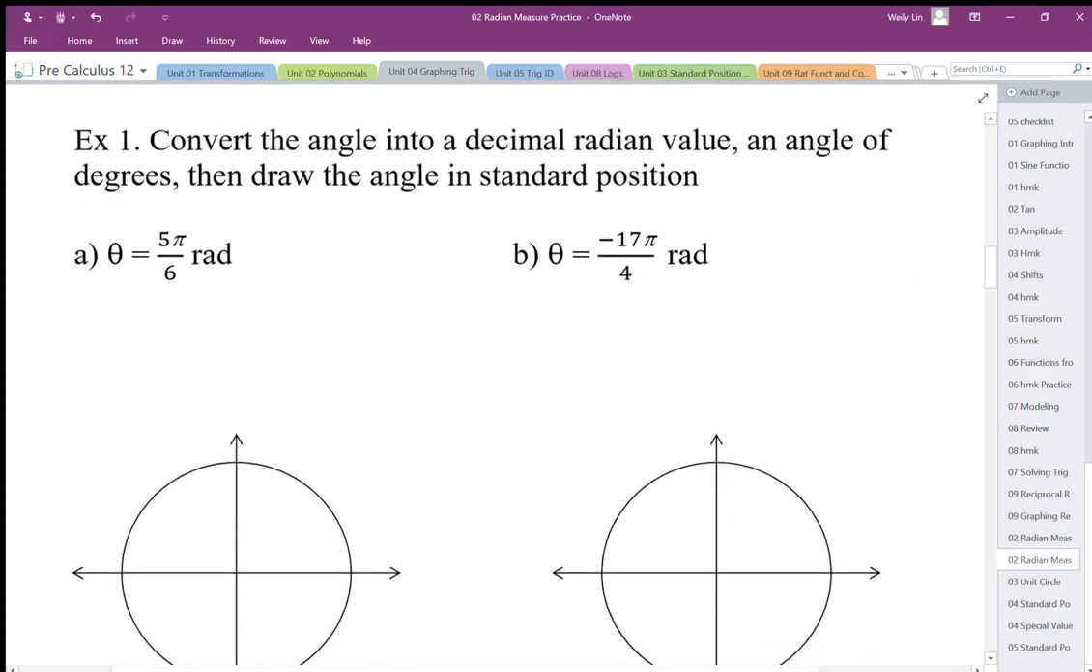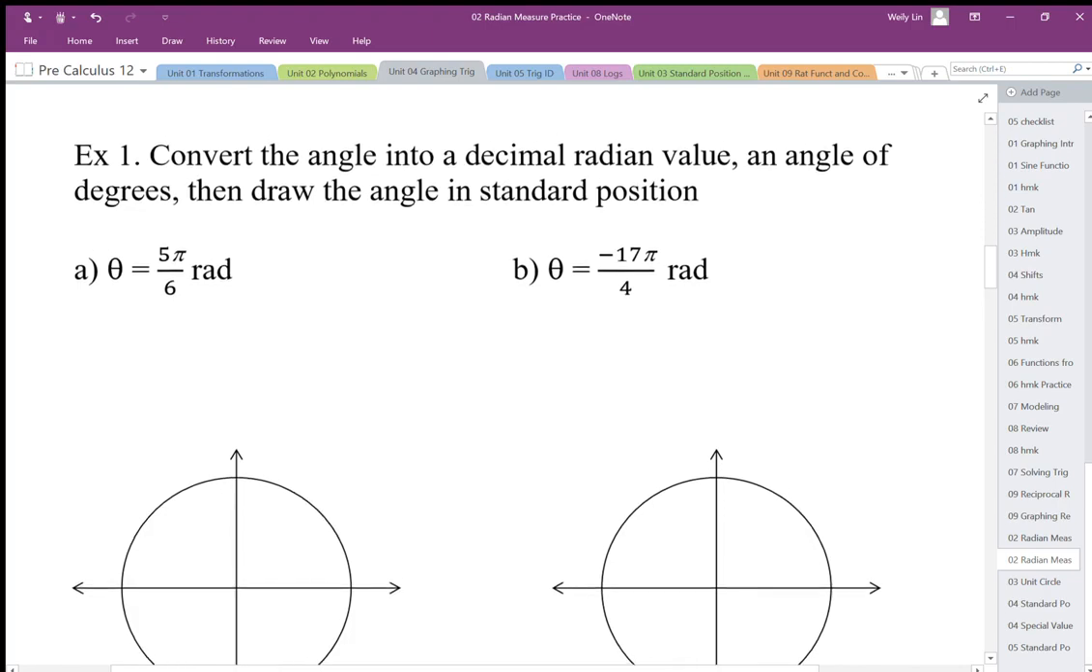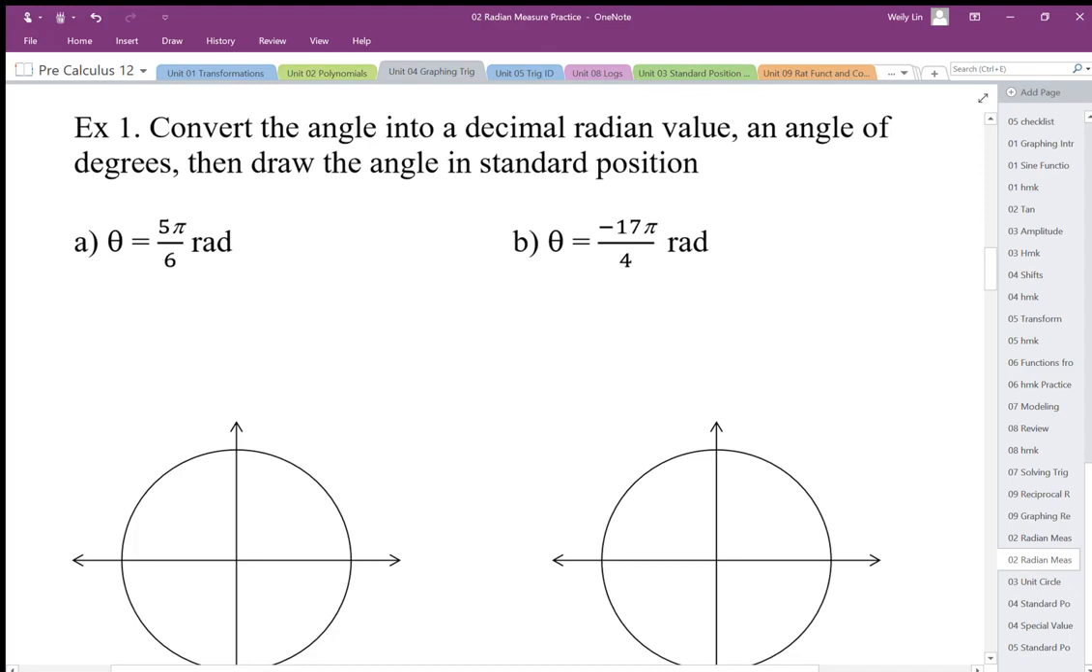So we convert these angles. These are exact value angles. We should really know what these are in degrees. We should have a sense of what the decimal values of these are as well, but we'll work on that a little bit later.